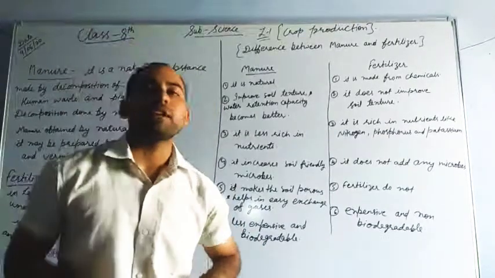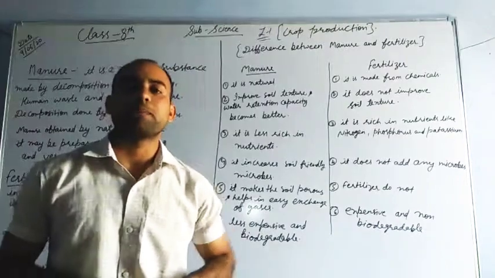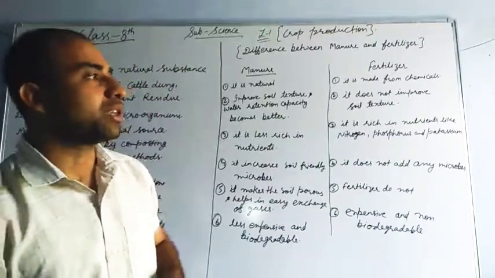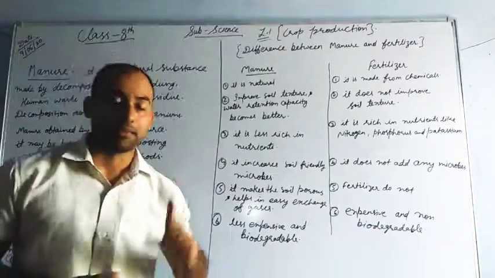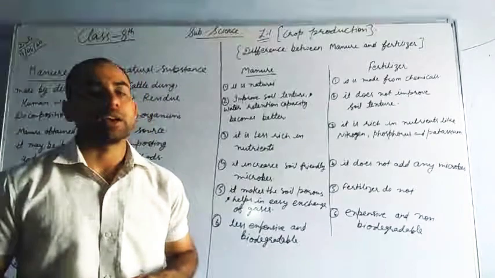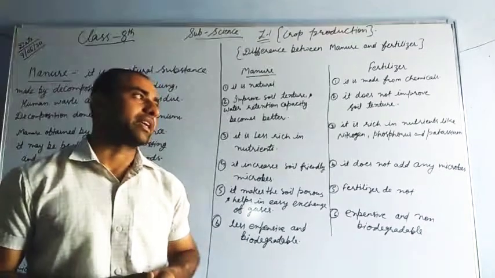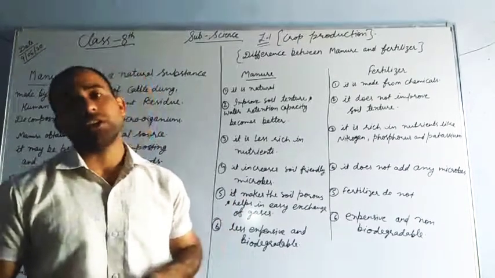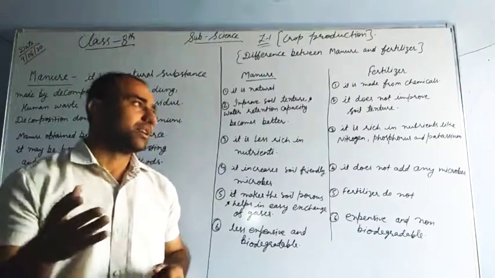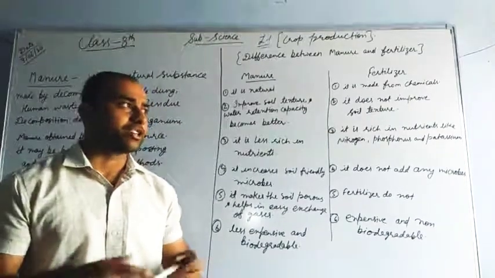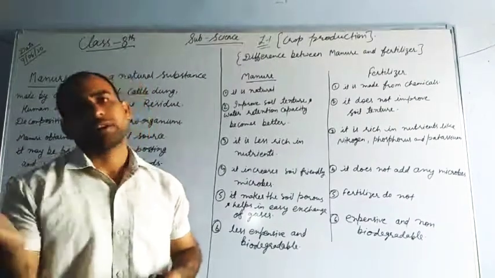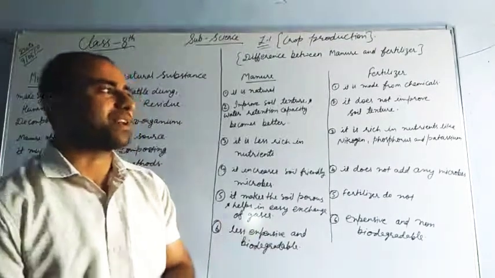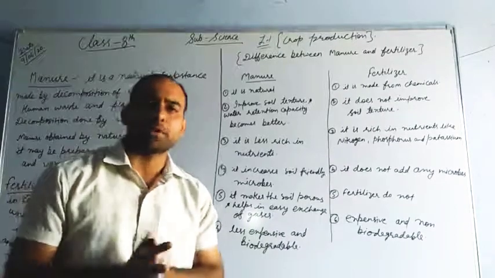After that, several steps for agricultural practices. I have told you the names of all those steps, like preparing the soil, number 1. Number 2, adding manure and fertilizer. Number 3, sowing the seed. Number 4, after sowing the seed, irrigation. Number 5, weeding and protection. Number 6, harvesting the crop. Number 7, storage. So these are the several steps for agricultural practices.